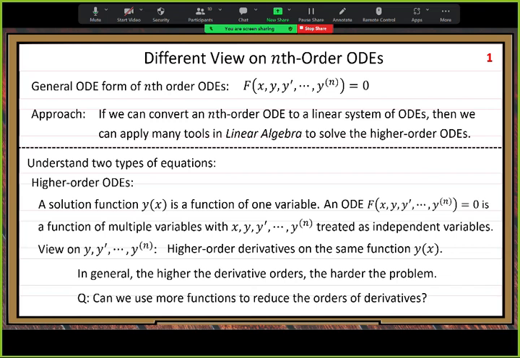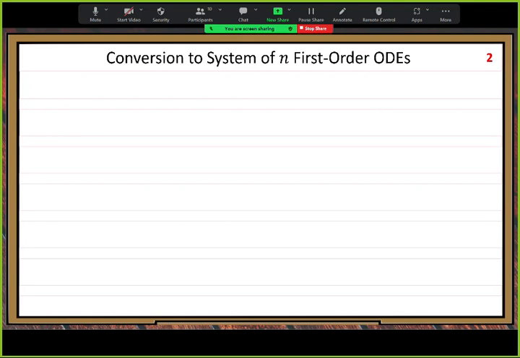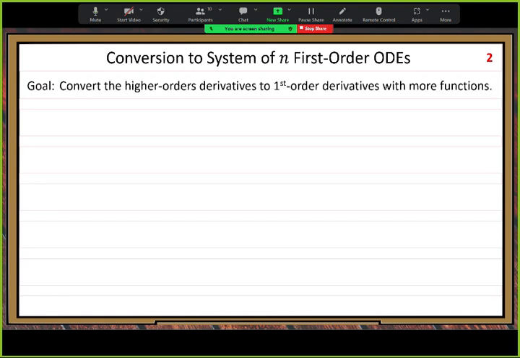We need to use more functions. Here we only use one y function, but you need to get ready with more functions to help us reduce the orders of the derivatives. So let's see how to do that. Conversion to a system of n first order ODEs. The goal is to convert the higher order derivatives to first order derivatives with more functions.